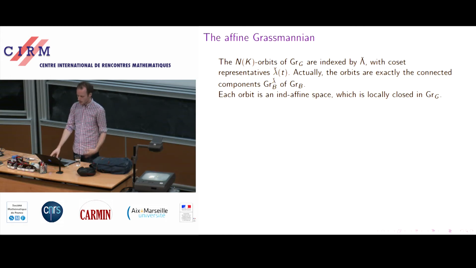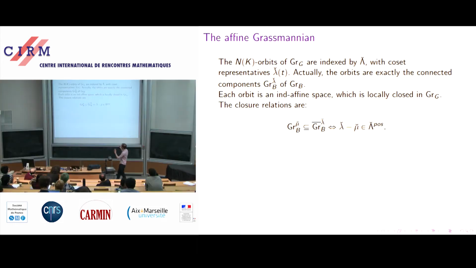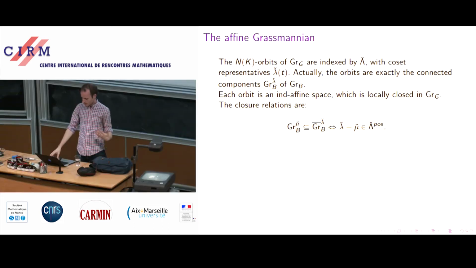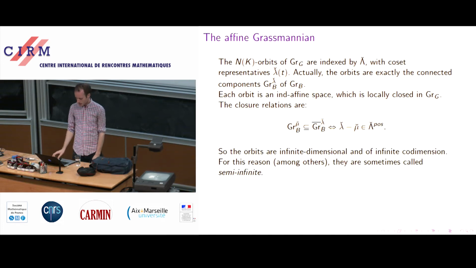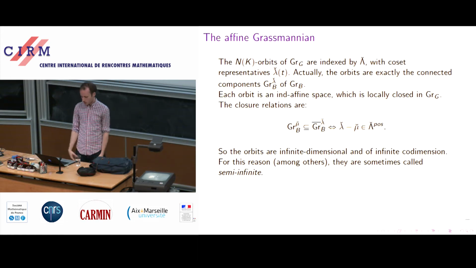So each one of these orbits, parameterized by the co-weights, is an ind affine space. It's locally closed. And here are the closure relations between the orbits. So Gr B mu check is going to live inside the boundary, maybe, of Gr B lambda check whenever their difference is positive. So one thing you see from that, since this lambda check positive is infinite, is that these orbits are certainly infinite dimensional, and they're also completely infinite codimensional. And for this reason, among many others, they're sometimes called semi-infinite orbits.